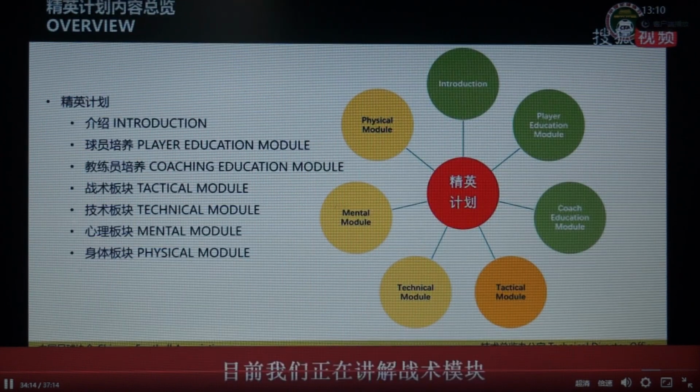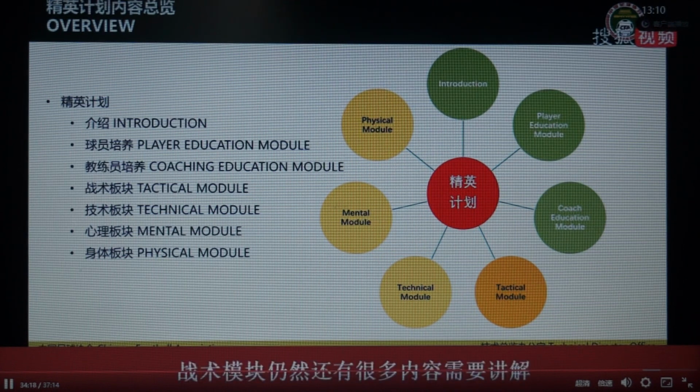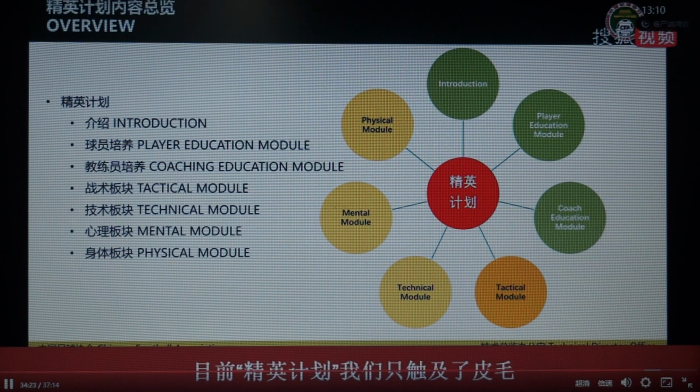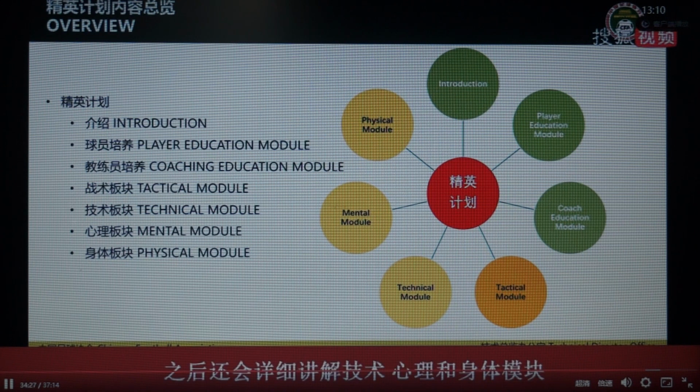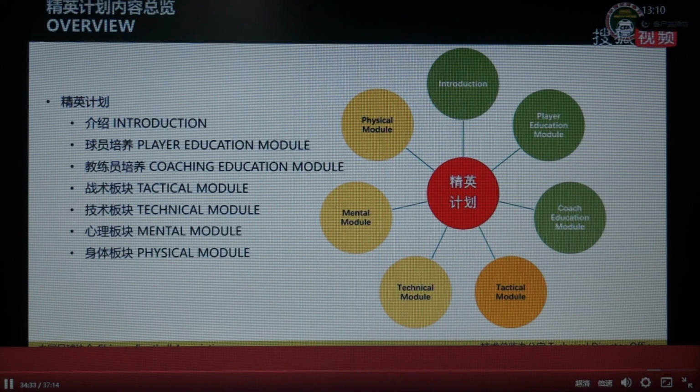As you all know, we are for the moment in the tactical module, but we still have a long process to go in the tactical module. We just touched the surface of the tactical principles in the red print. Then we also have the technical module, mental module, physical module, where we go more into detail in the specifics regarding several techniques you can train your players on.